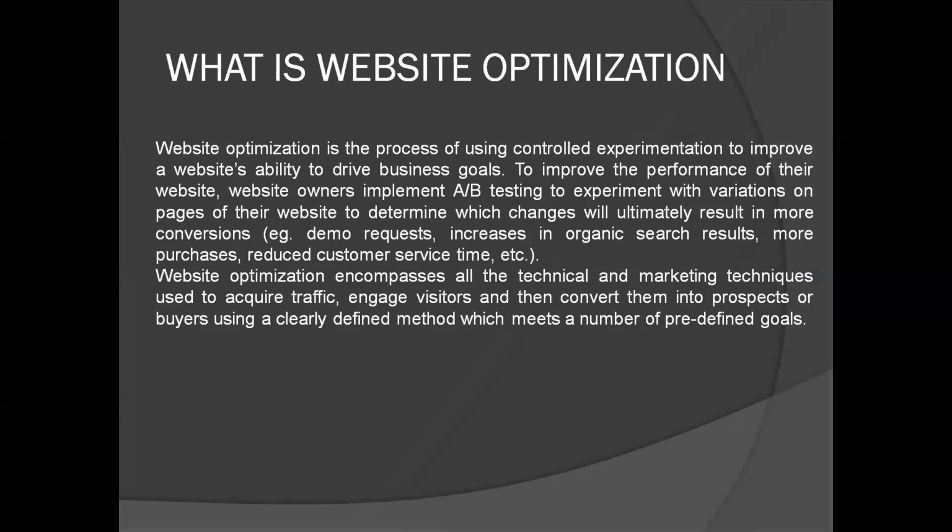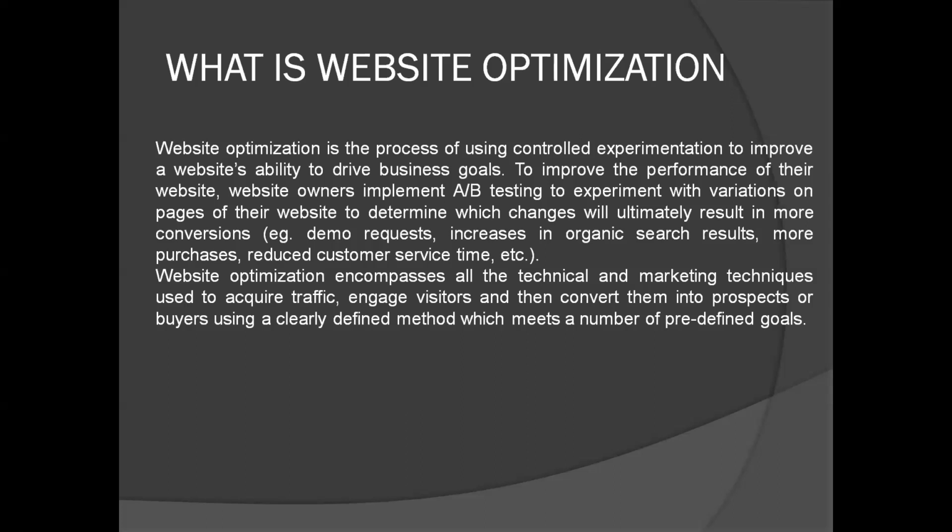equipment. So here we can say that to improve the performance of websites, website owners implement A/B testing to experiment with pages of their website to determine which change will ultimately result in more conversions. For example, demo requests, an increase in organic search results, more purchases, or reduced customer service time.